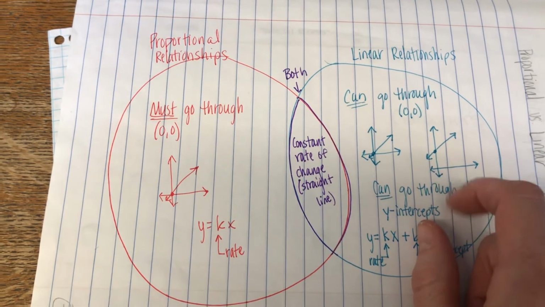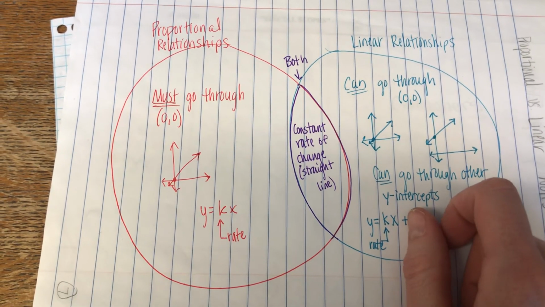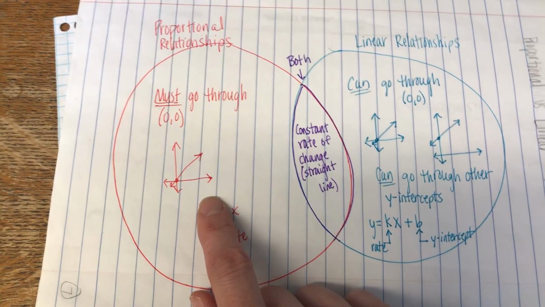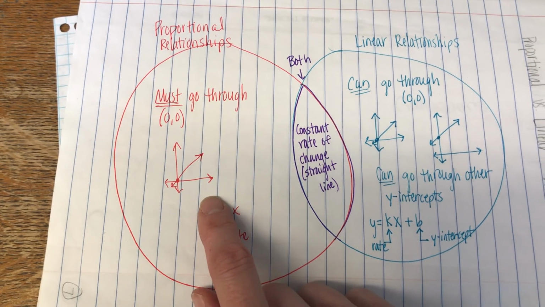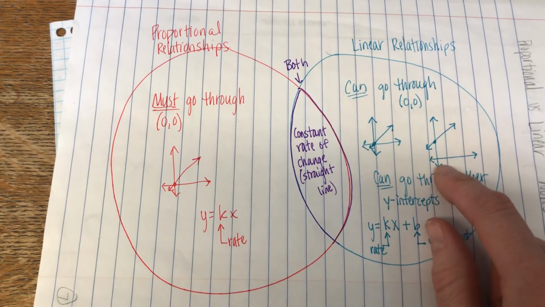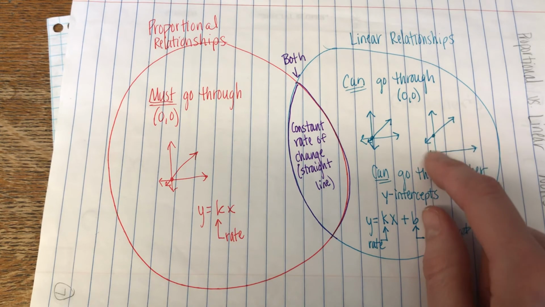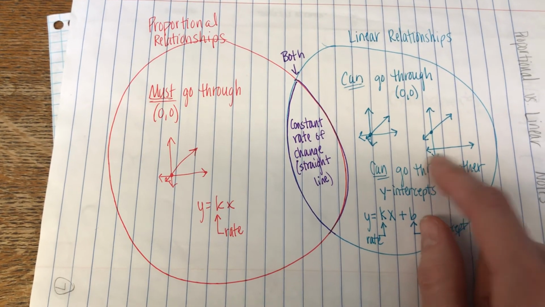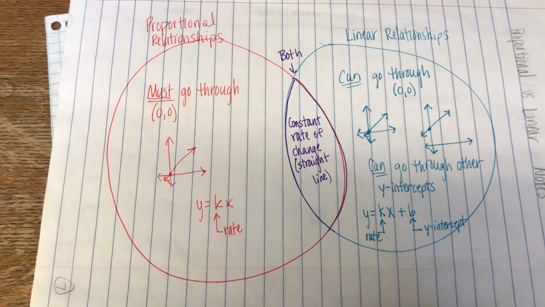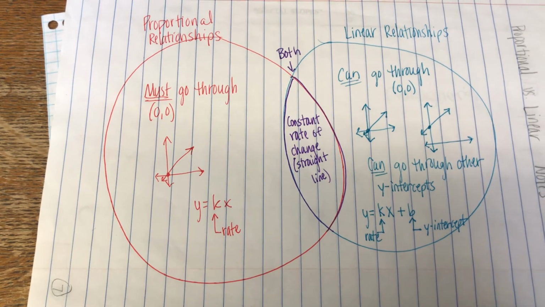Kind of like how a square is always a rectangle, a proportional relationship is always a linear relationship too. But a rectangle is not always a square, just like a linear relationship is not always going to be a proportional relationship. I hope that geometry reference didn't throw everybody off.